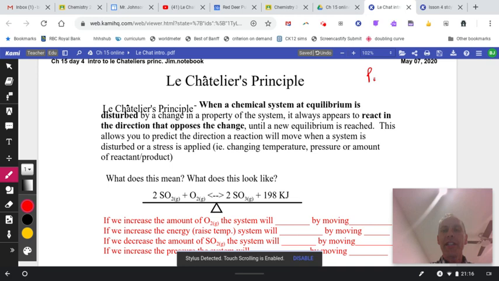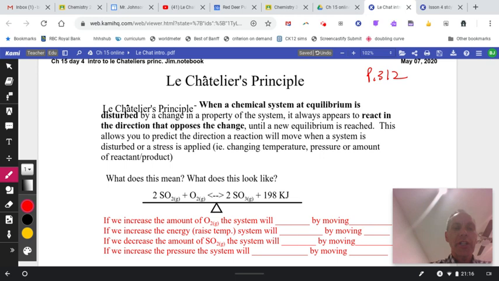We're going to go through it in detail tomorrow, but I'm going to give you the sort of simple version today. So Le Chatelier was a French chemist, and his principle or his statement is the following. When a chemical system at equilibrium is disturbed by a change in a property of the system, it always appears to react in a direction that opposes the change. So it does the opposite. So for example, if I add a chemical, it will try and use up that chemical. If I remove a chemical, it will try and replace that chemical.